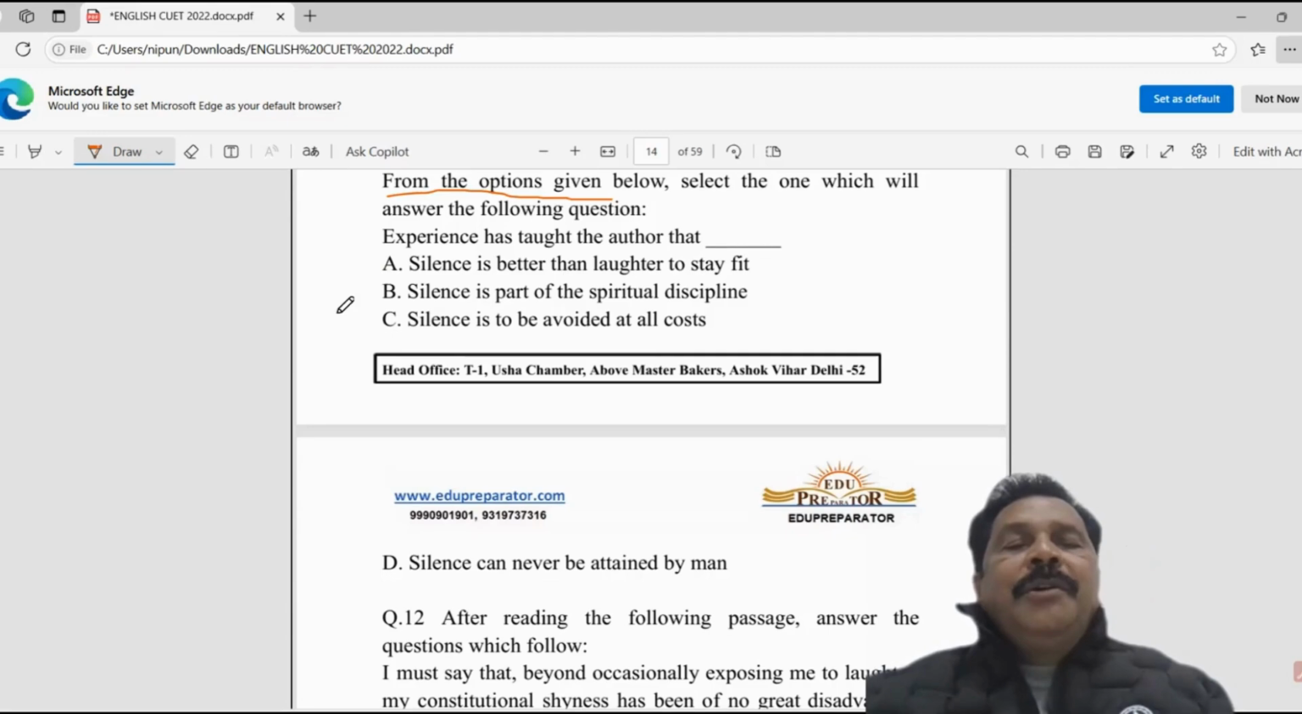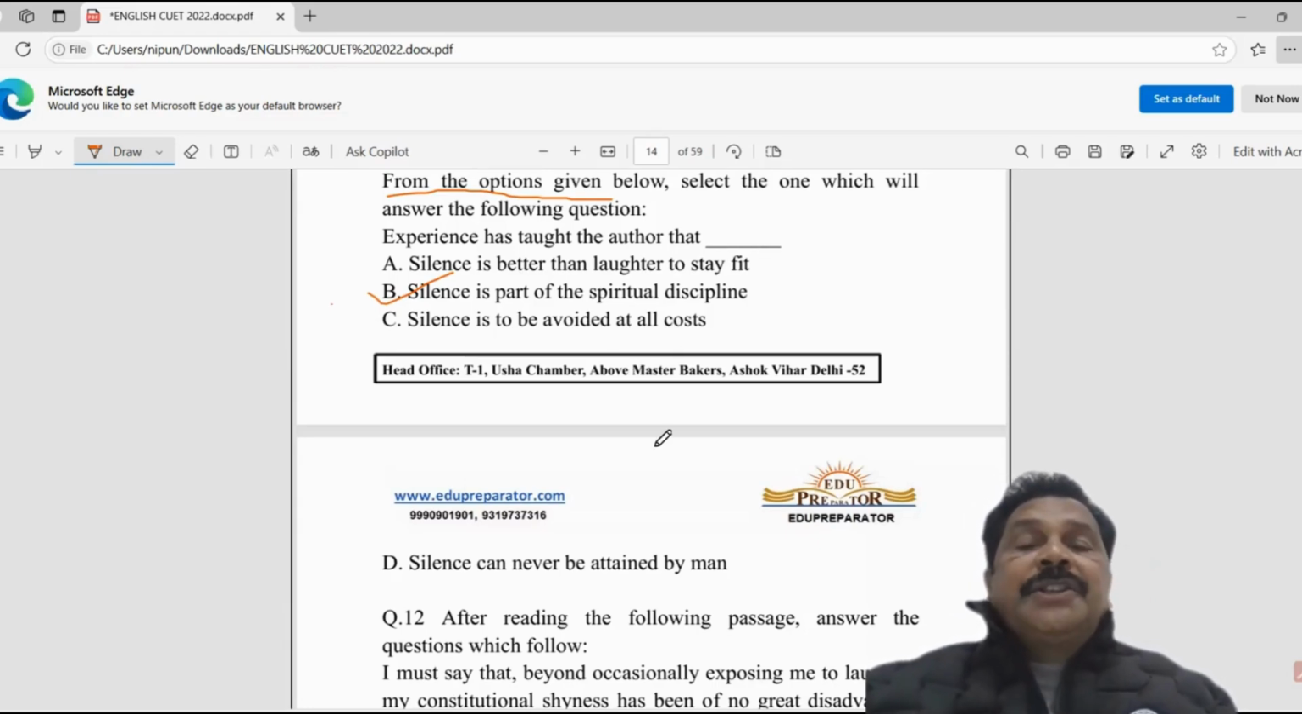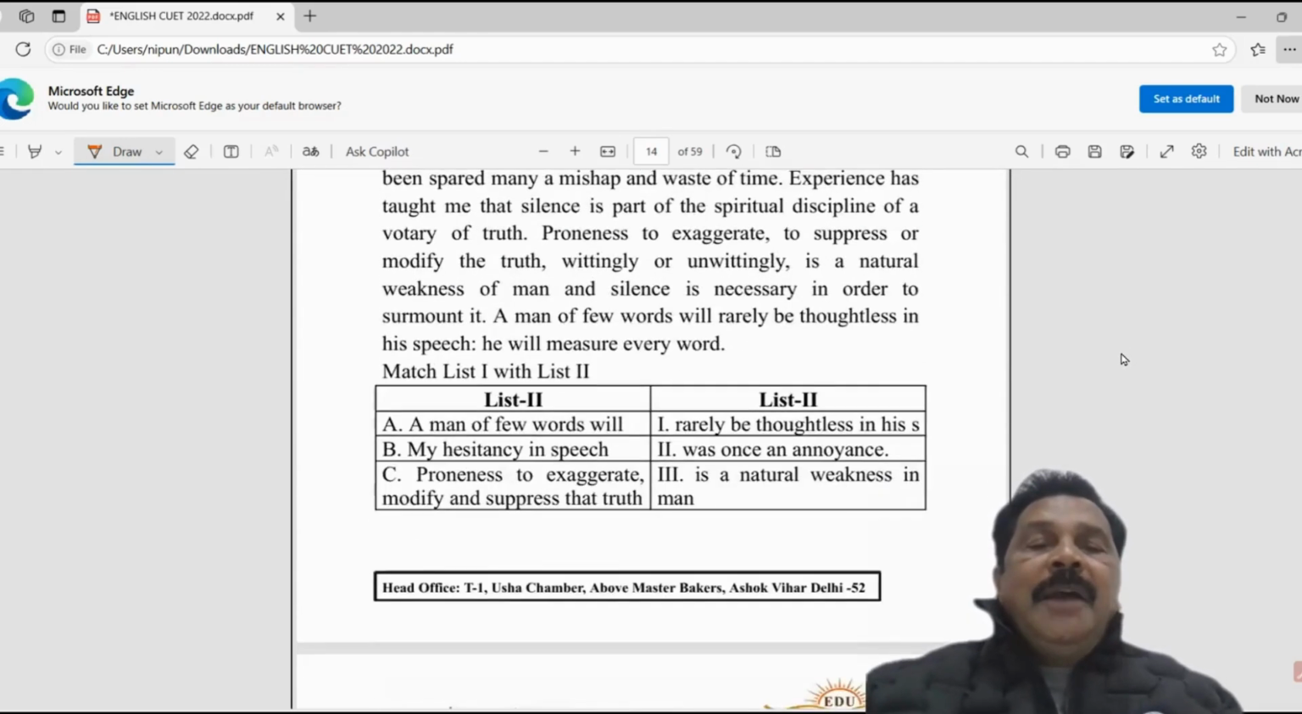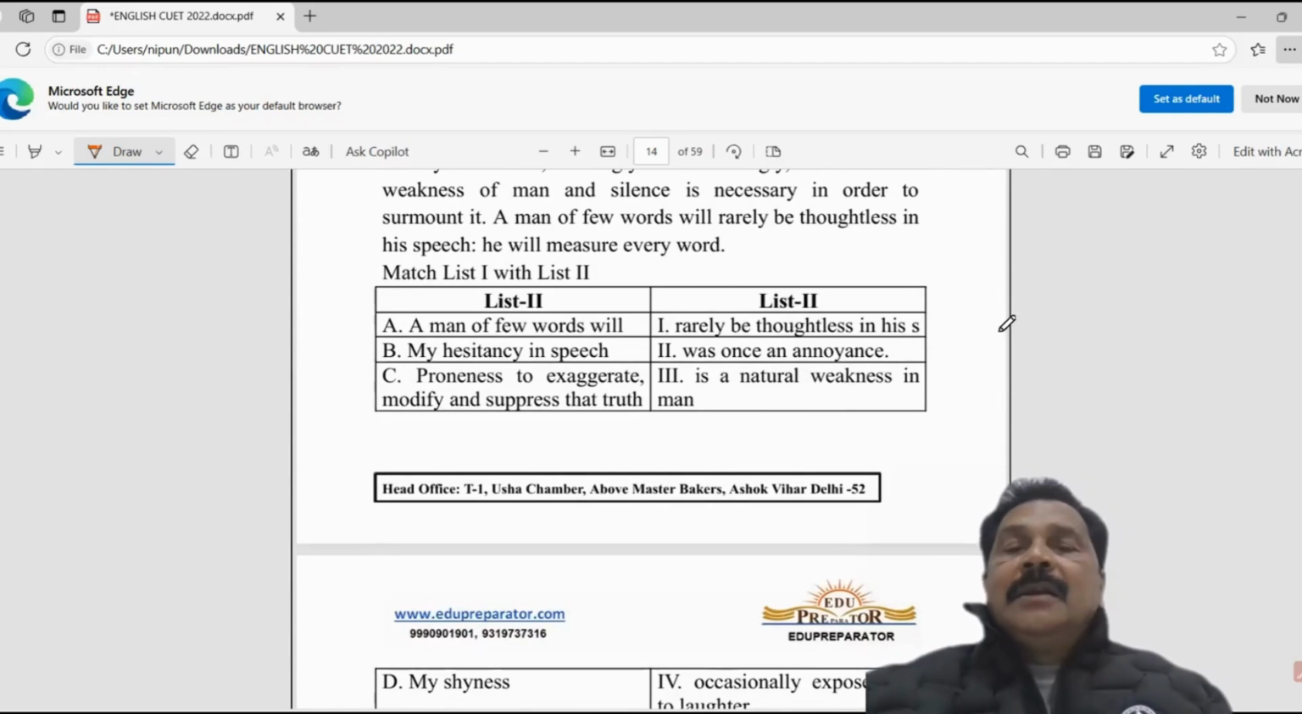And as all our Indian religions say, silence is part of the spiritual discipline. In Class 12th, you have learned the poem Keeping Quiet, which speaks about the importance of silence. This is what the author wanted to be speaking about. Next question.